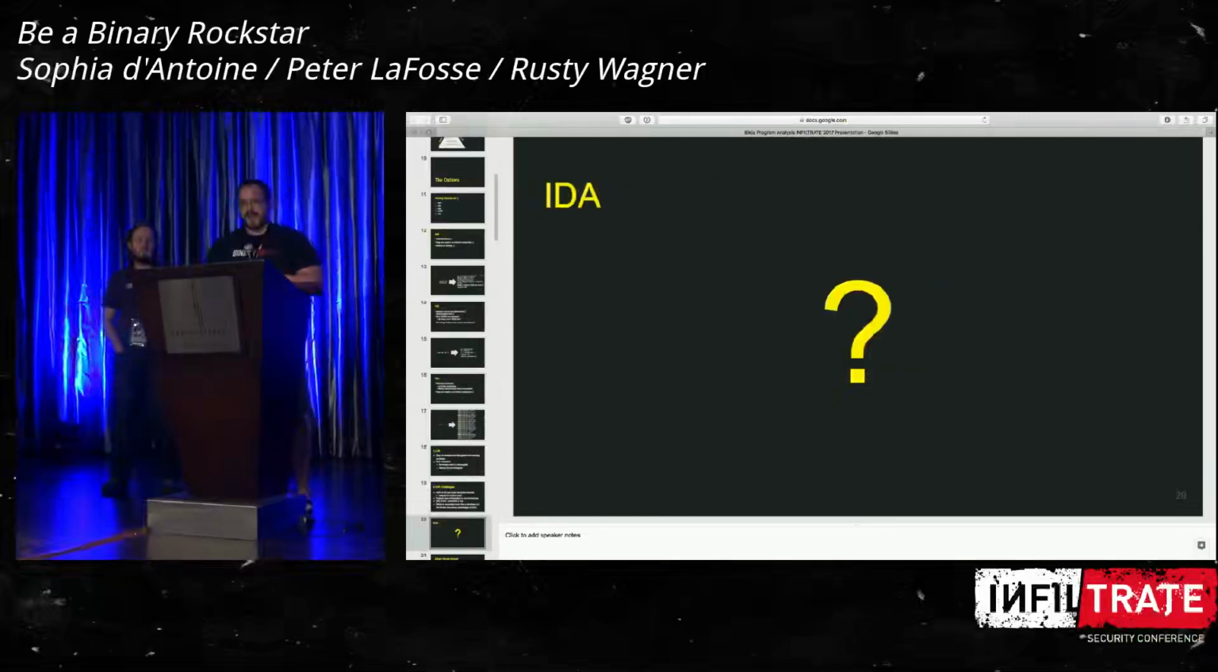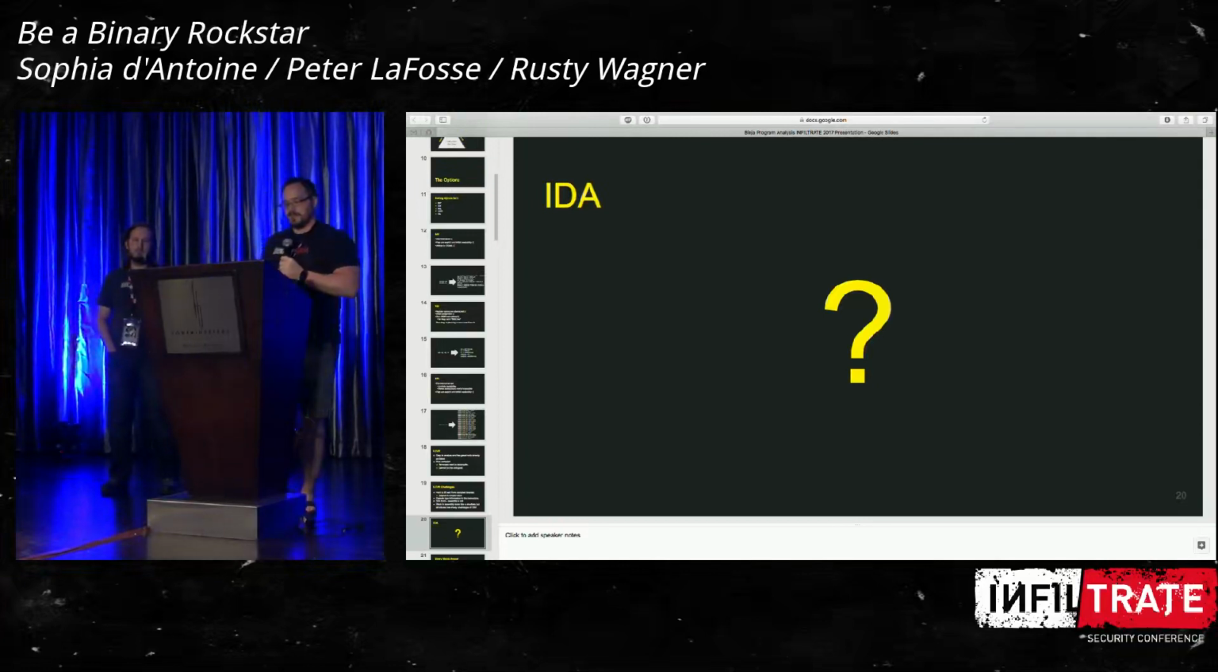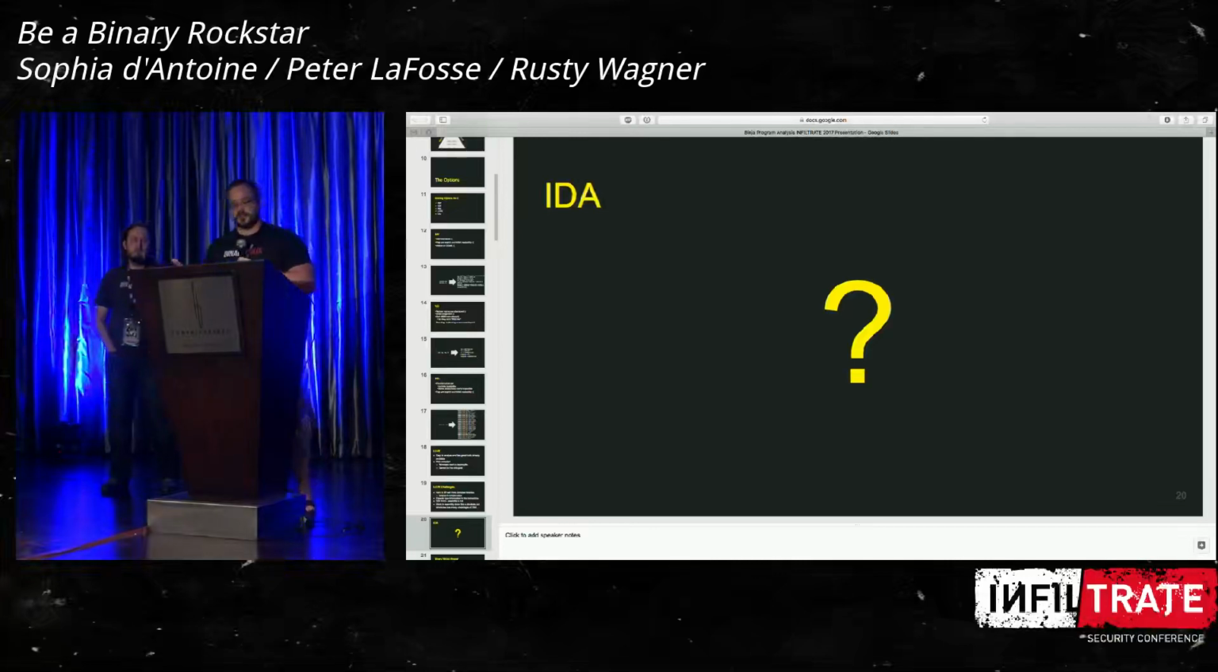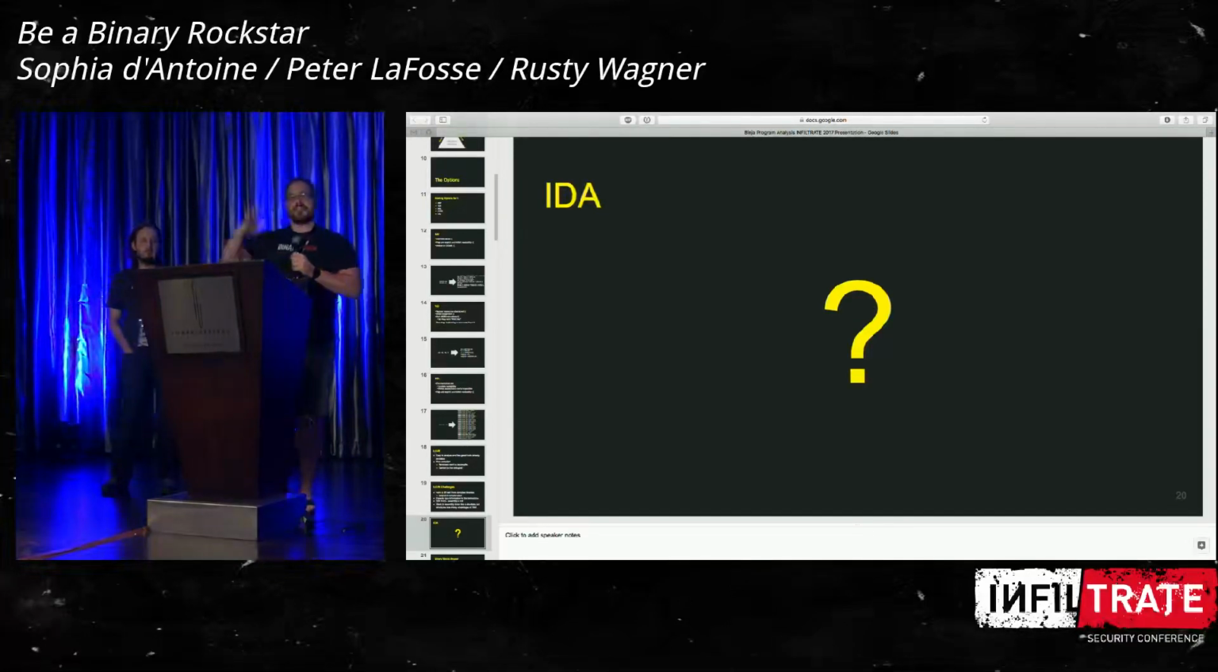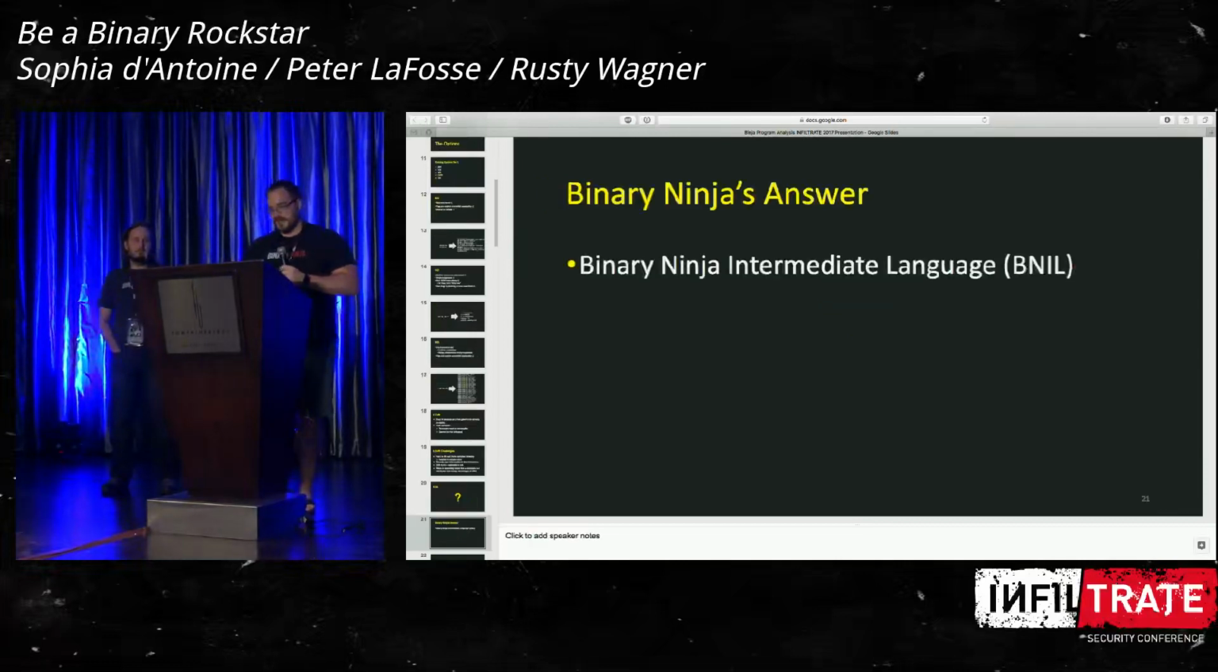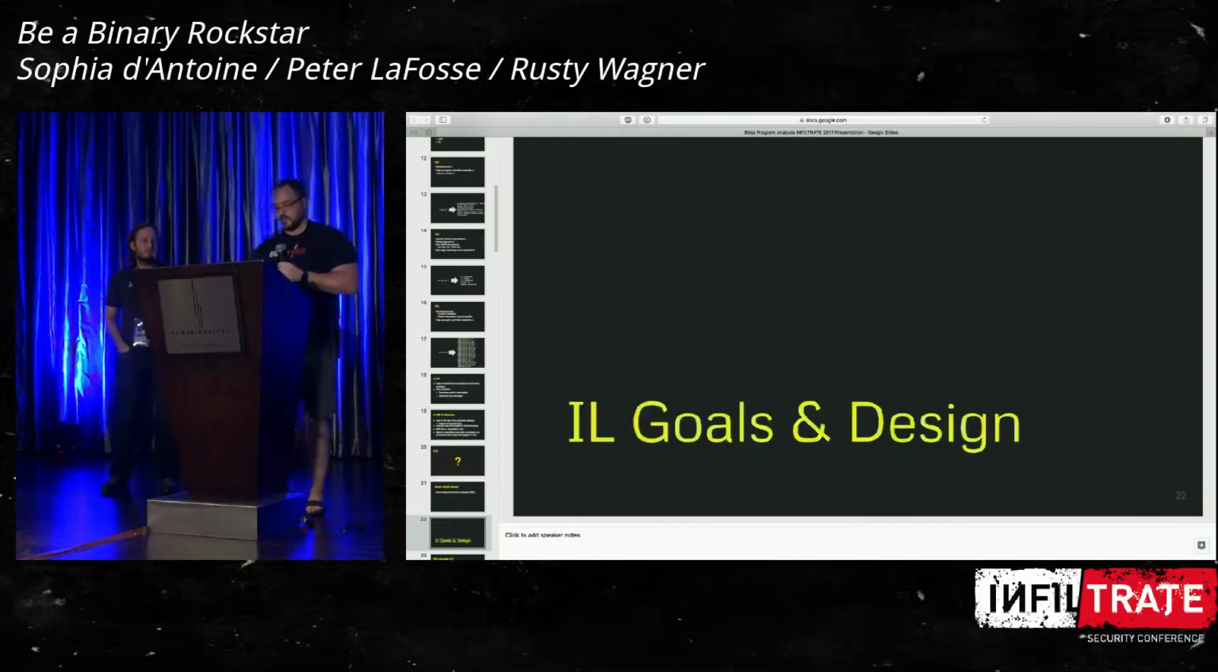And finally, IDA. Well, IDA really isn't a program analysis tool. There's rumors that they have an intermediate language, but there's no APIs for this. IDA just is not a choice for program analysis, honestly. So if you're trying to use it as such, look elsewhere. Use any of the other things I said not to use. That'll be better than IDA. So Binary Ninja's answer to this is the Binary Ninja Intermediate Language, which Rusty is going to talk about.